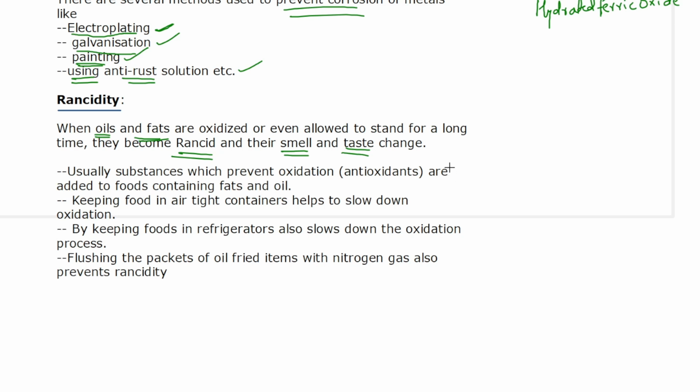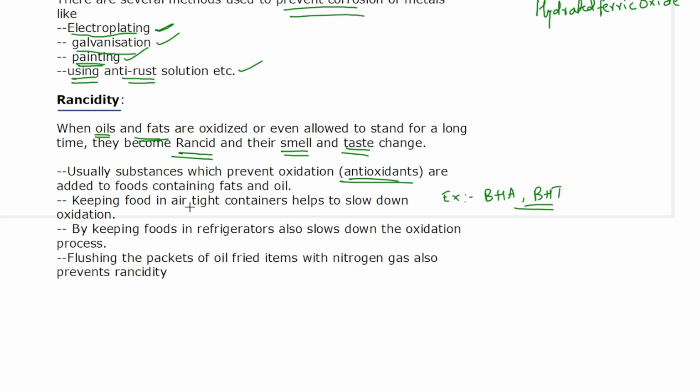Yes, how can we prevent it? Let's see here. Usually, substances which prevent oxidation, that is, antioxidants, are added to foods containing fats and oil. Antioxidants like BHA, BHT are used to prevent rancidity. BHA stands for butylated hydroxyanisole and BHT stands for butylated hydroxytoluene. It is just for your information purpose.